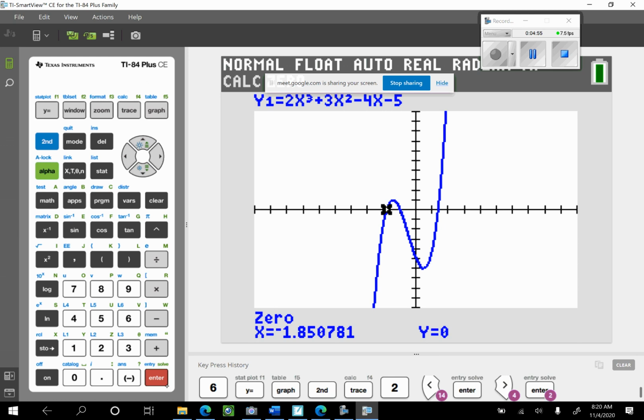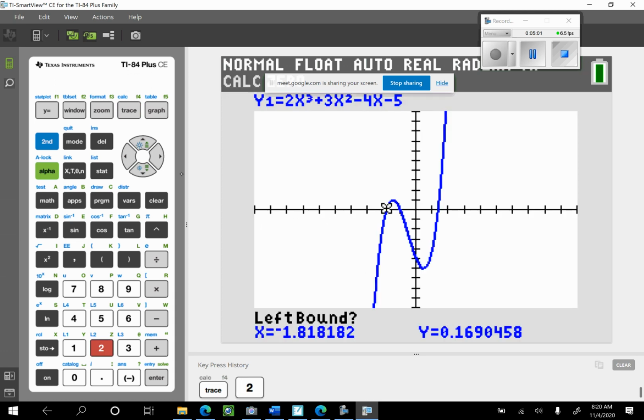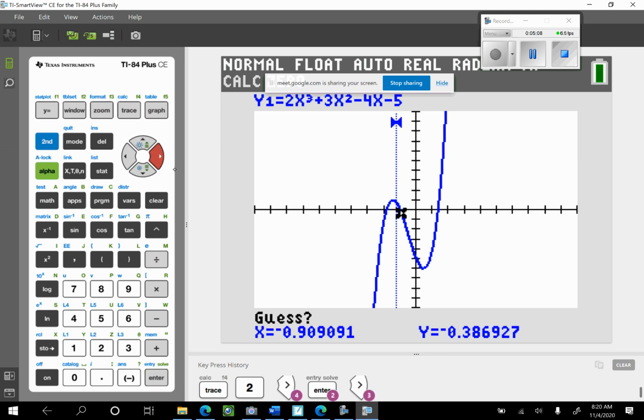I'm going to find the other x-intercept. Go for this guy again. To the left of that x-intercept. Go to the right of that x-intercept.